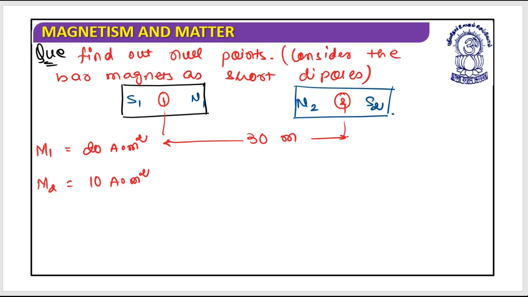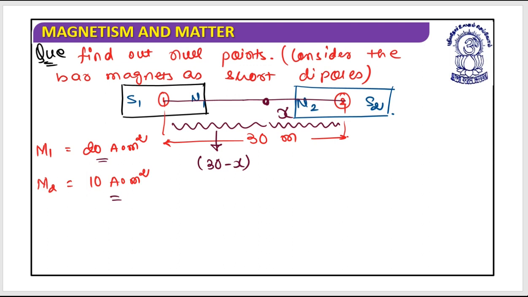So what I understand is that one of the null points will be obtained between these two. So let's connect them. Let's understand that this is 20 ampere meter square, this is 10 ampere meter square. Let's suppose a null point would be obtained here. Let's assume this is x. So if this is x, this would, obviously, be 30 minus x. Now let's find out the direction.